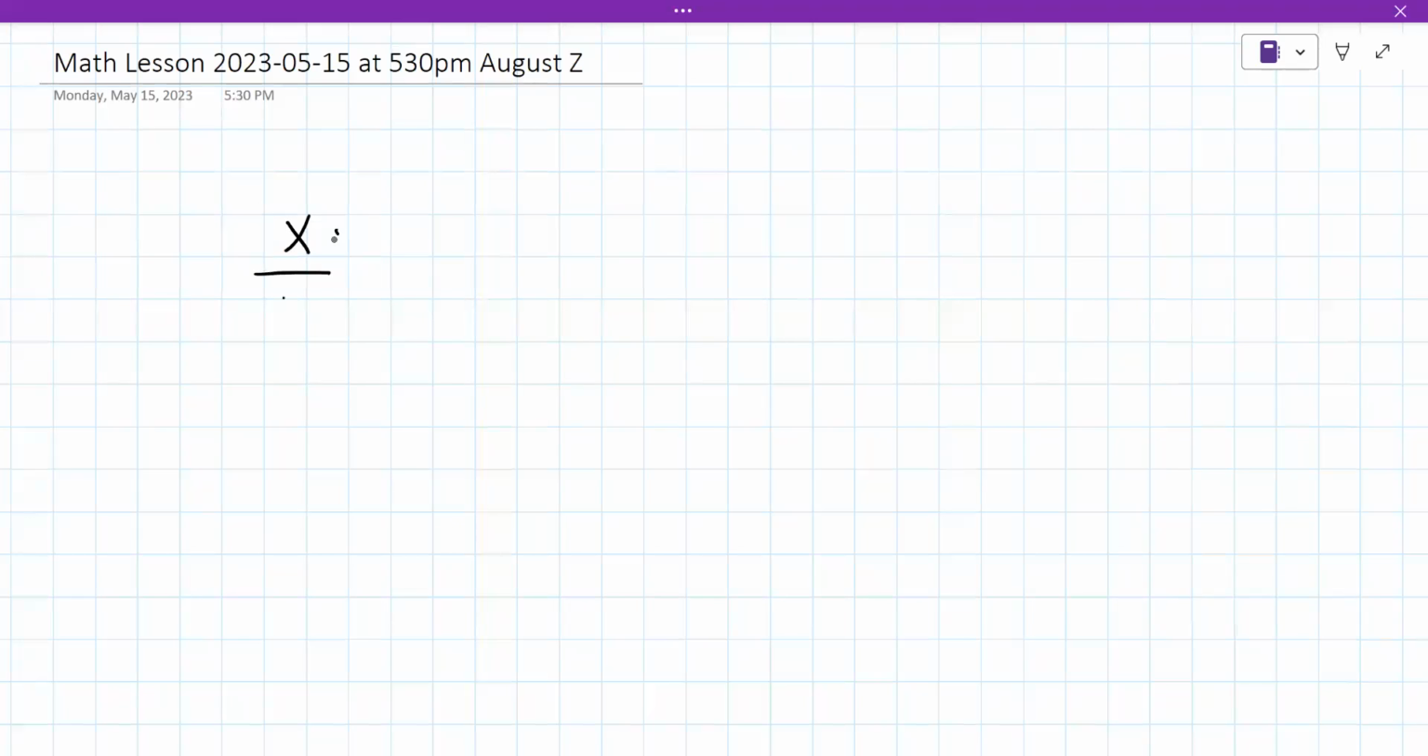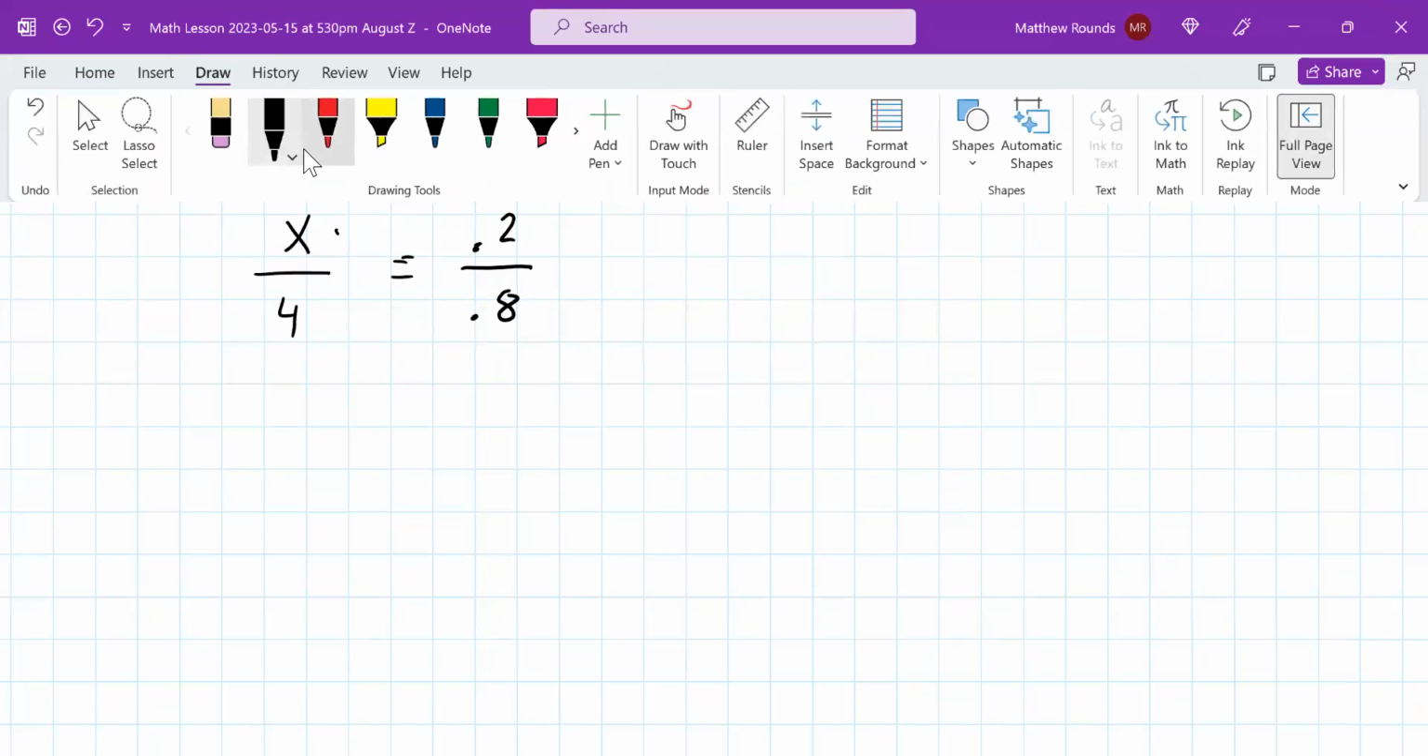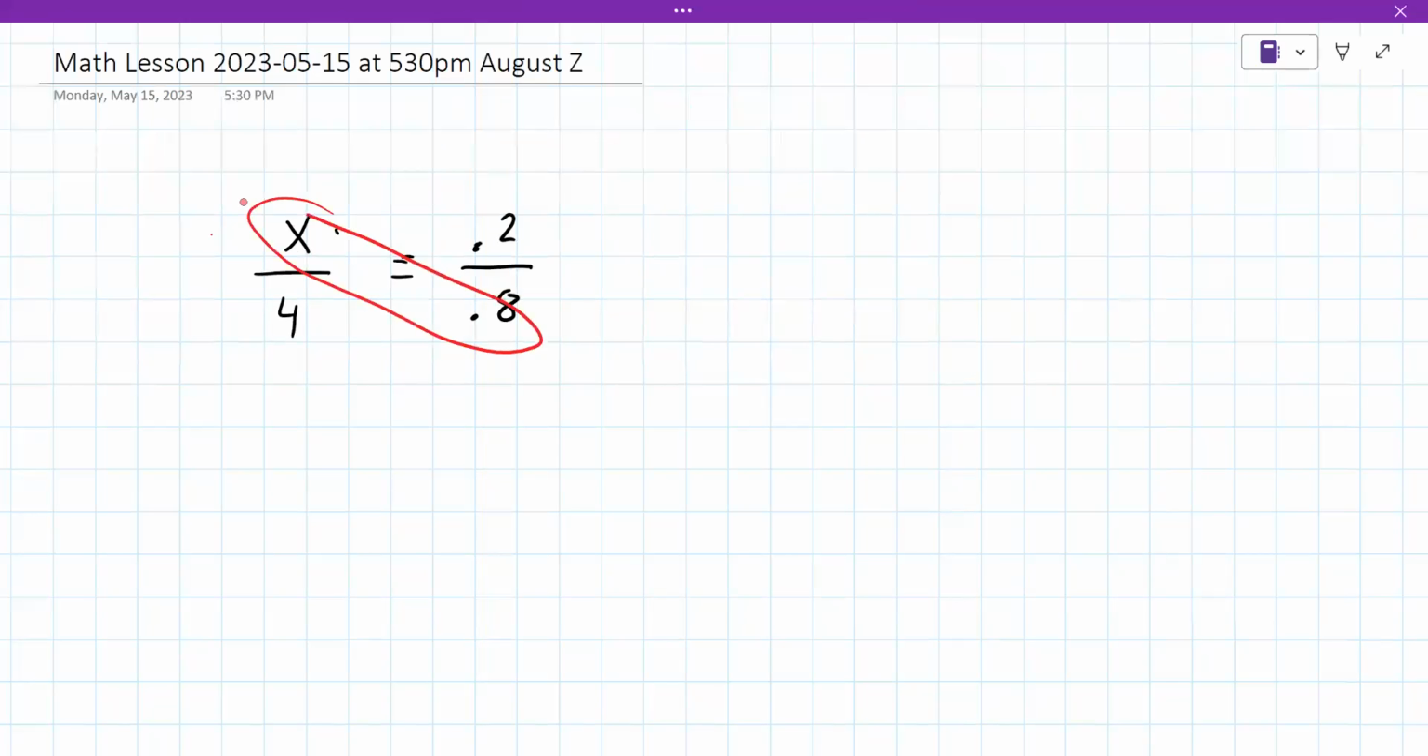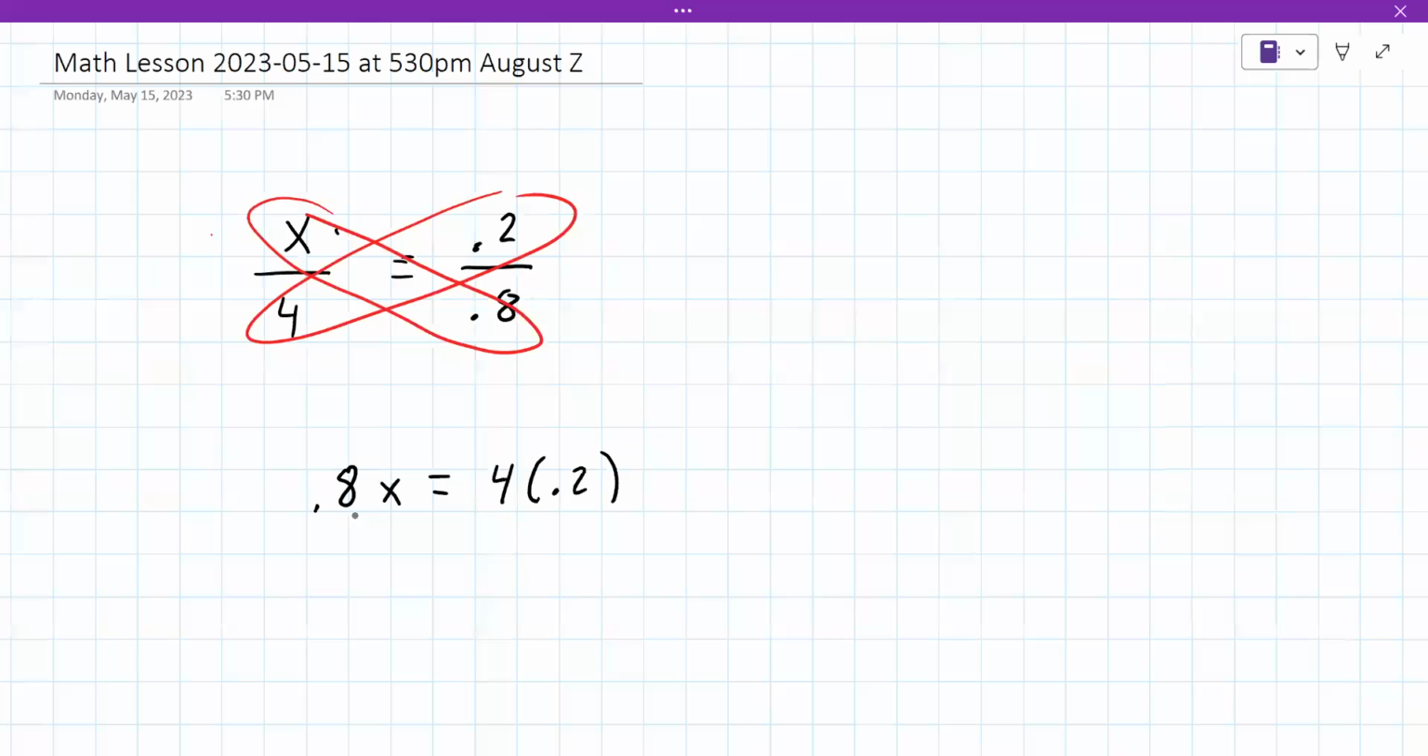x over 4 equals 0.2 over 0.8. Okay, so let's do a sample problem here. We're going to cross multiply. So it'd be 0.8x equals 0.2 times 4. So 0.8x equals 0.8.